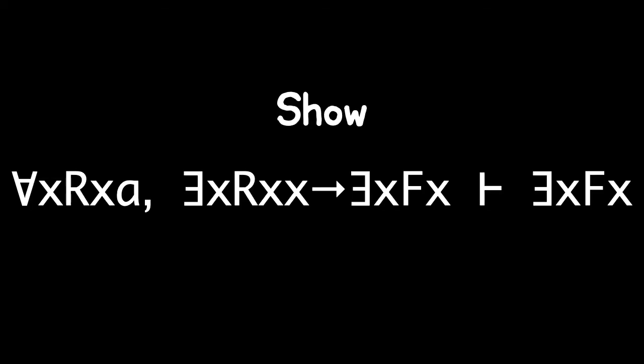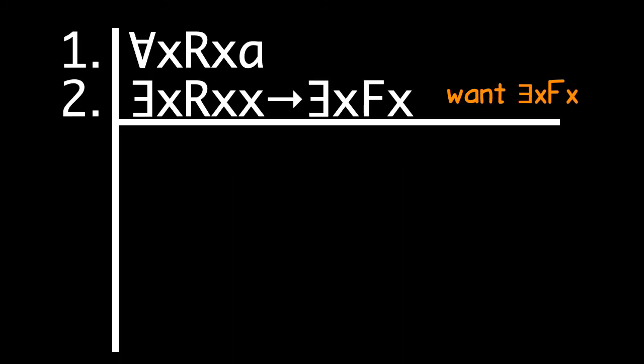So let's consider a specific example. Given for all x, rxa, and exists x, rxx, arrow exists x, fx, we want to prove exists x, fx. We begin the proof in the usual way. Well, there are a number of approaches we might take. One approach is to think about the goal sentence, exists x, fx. How will we eventually be able to write that down? One idea is that maybe we'll use existential introduction. We introduce the existential quantifier, exists x, fx.